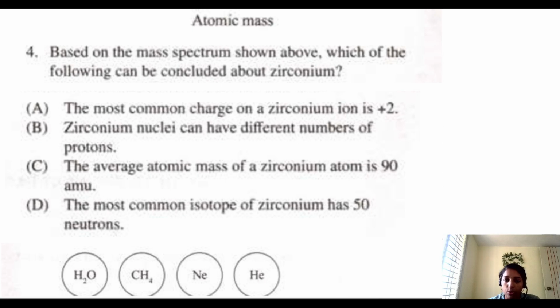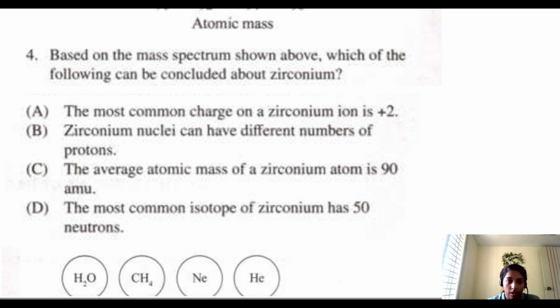The most common charge on a zirconium ion is +2. Zirconium nuclei can have different numbers of protons. The average atomic mass of a zirconium atom is 90 AMU. The most common isotope of zirconium has 50 neutrons. What do you think? First one, the most common charge on a zirconium ion is +2.